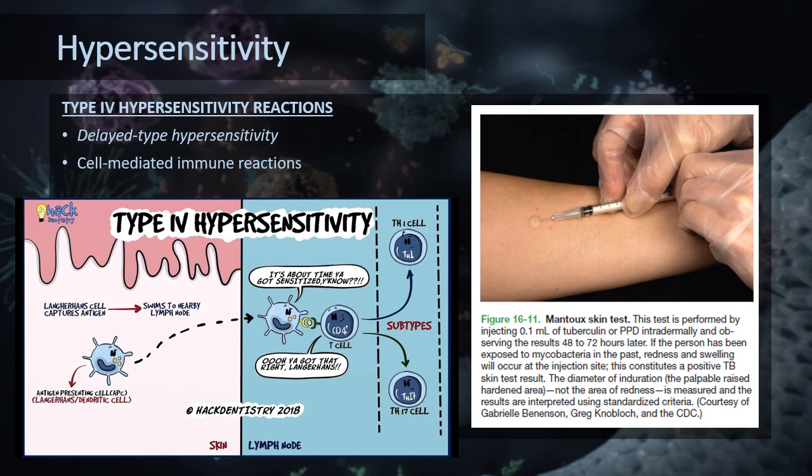A perfect example of this type of reaction is the Mantoux skin test or the tuberculosis skin test. This is where tuberculin, which is a purified protein derivative prepared from substances from the bacteria that causes TB, is injected intradermally. Then after 24 to 48 hours, redness and swelling would be present in a positive reaction.